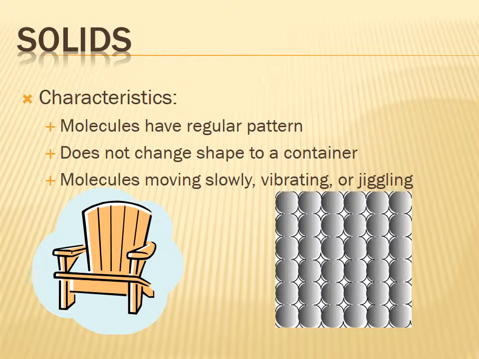So a characteristic of a solid is the molecules have a regular pattern. They stay in that pattern, which helps them hold their shape. So the shape of the solid will not change if you put it in a different container. If you were to take a Lego and put it in a cup, the Lego holds its shape because it is a solid. It's in its solid state.